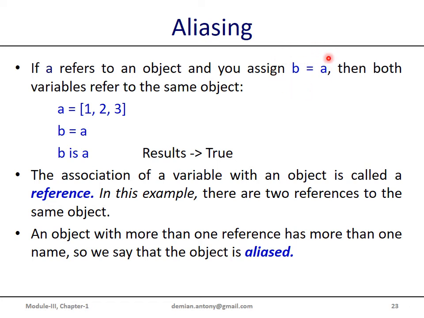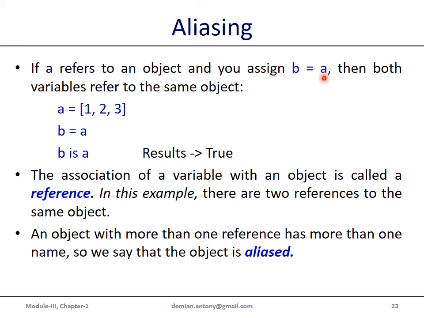B is equal to A means that we are assigning a list with elements 1, 2, 3 to a new variable B. In this case, A is being assigned to B. And if we execute the statement B is A or A is B, now it returns true because A is the object that is being created in the memory.